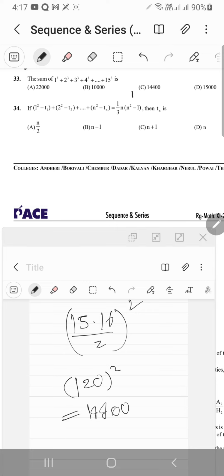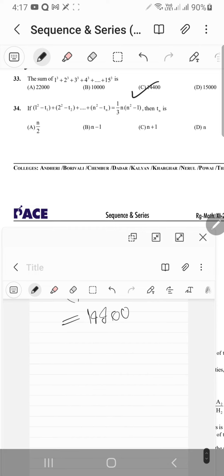Yeah. Next, if this expression is 1/3 of n into n squared minus 1, then Tn is, oh yeah, so this is like for all values of n, I think.